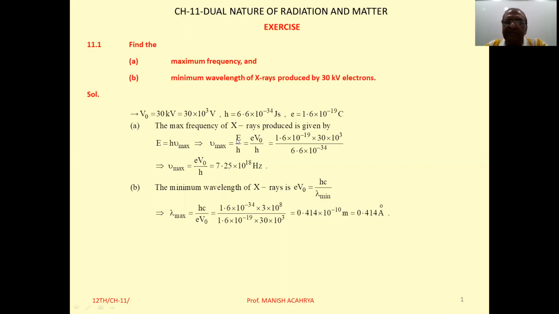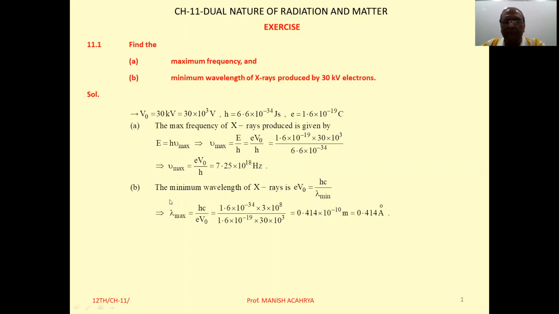But the energy gained by electrons when it is accelerated with the potential difference of V volt, that is eV. So nu maximum, that is eV0 upon h. Substitute the value of e, V0 and h and then solve it. We will get the maximum frequency.